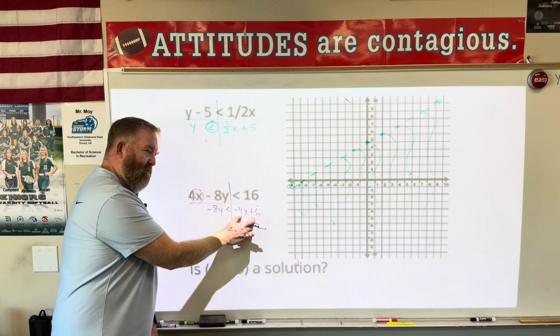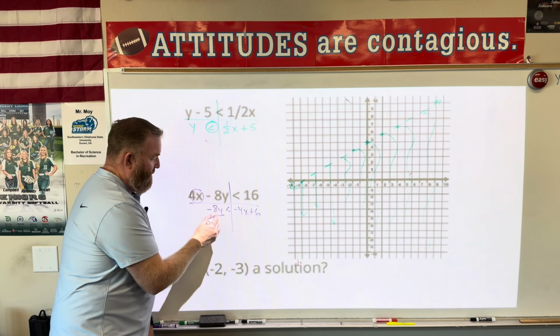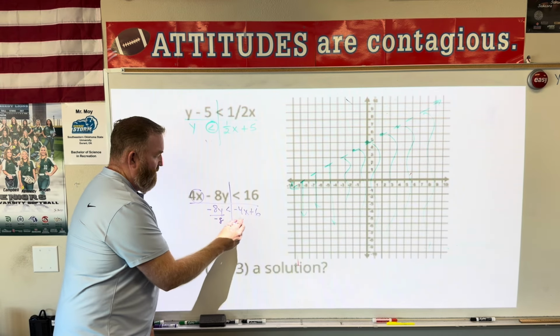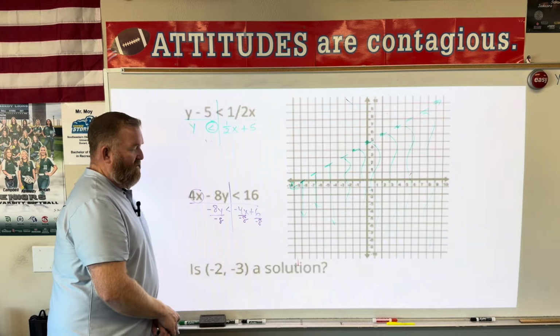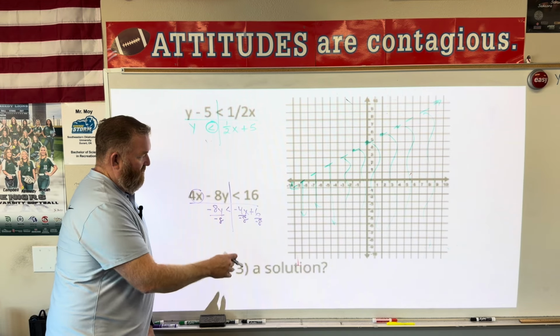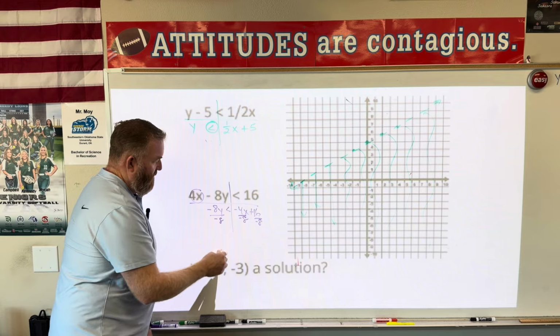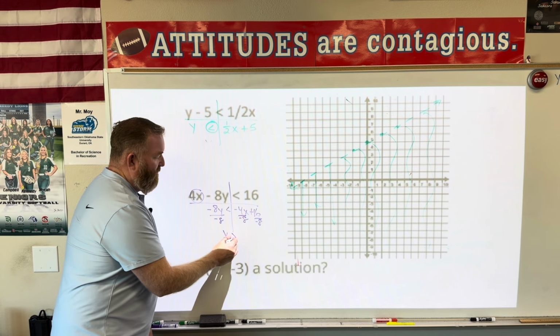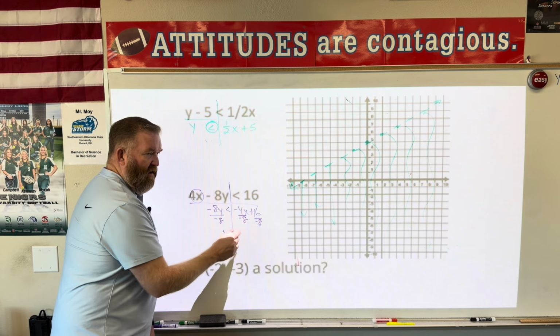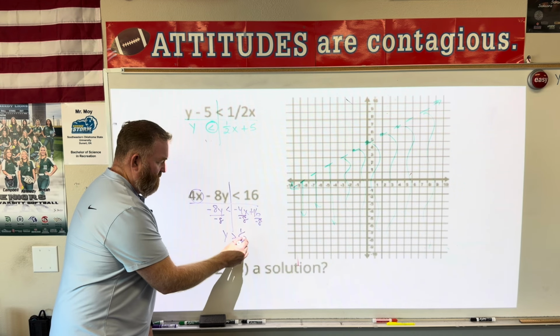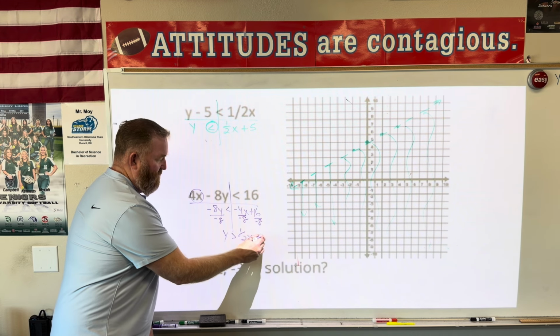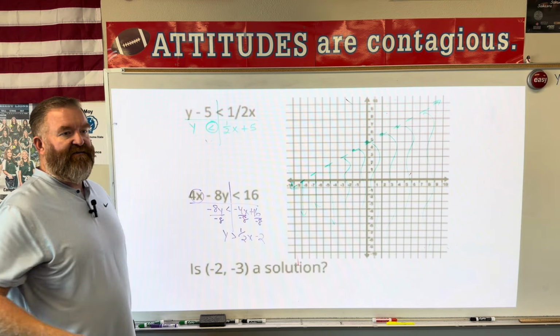Very good. Now I divide by what? Negative 8. Divide by negative 8, correct? So I'm going to flip the sign. Oh, I'm sorry, that's 16. So here we go. Y is greater than, what's 4 over 8? That's half. 1/2 x. And then minus 2. 16 divided by 8 is 2.